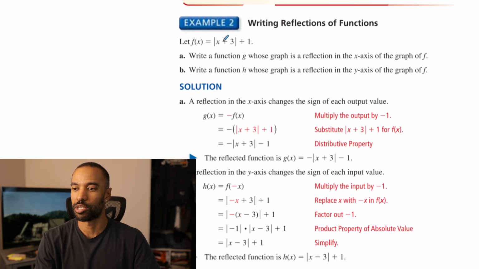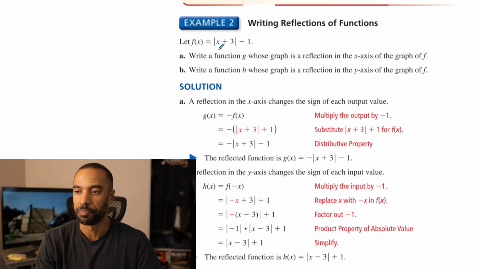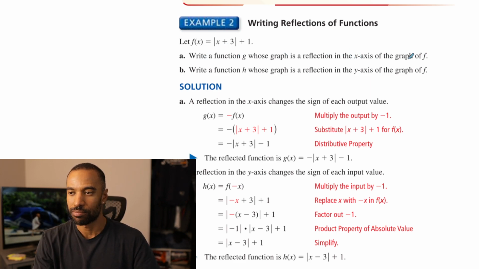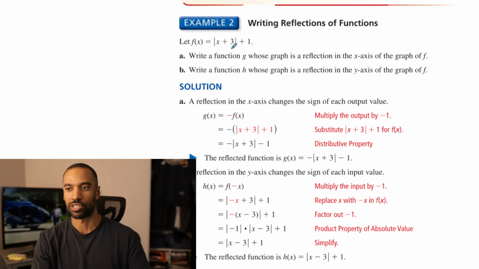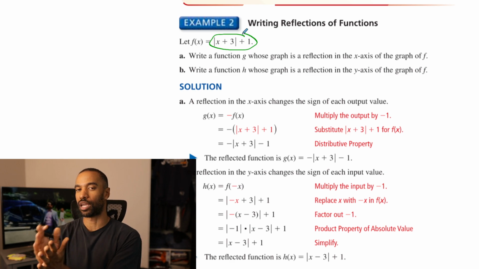All right, let's take a look at some examples of what they do. Let's write a function g. So here's the original graph. It's an absolute value function, part of what we're going to do. Let's write a function g whose graph is the reflection in the x-axis, and then we'll do one whose graph is the reflection in the y-axis. Now remember, f of x is this entire expression. You got to keep that in mind when it comes to these reflections.